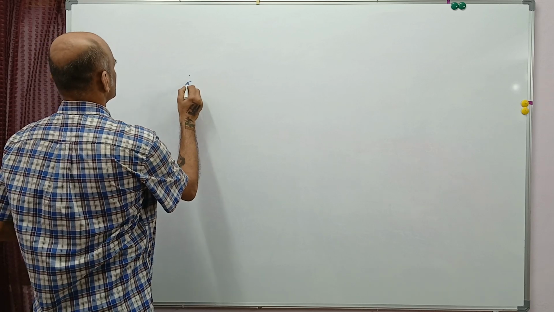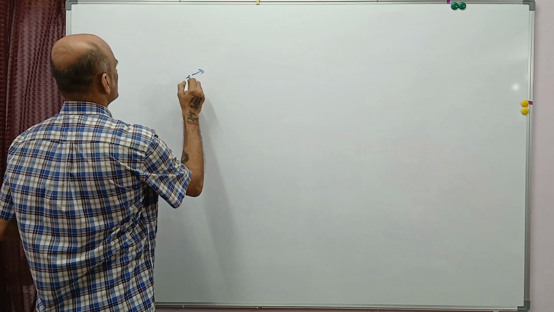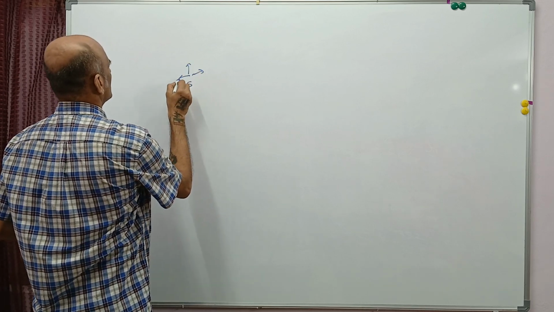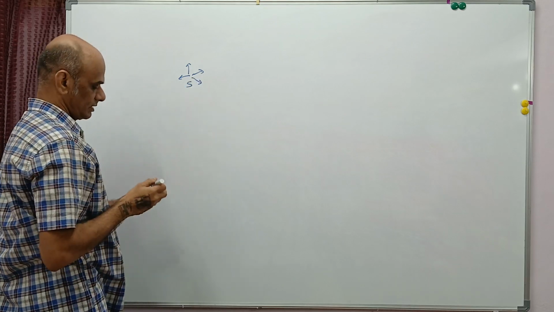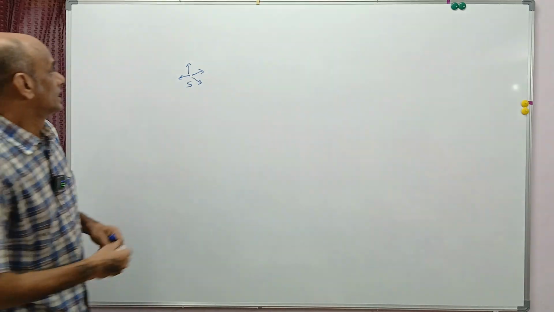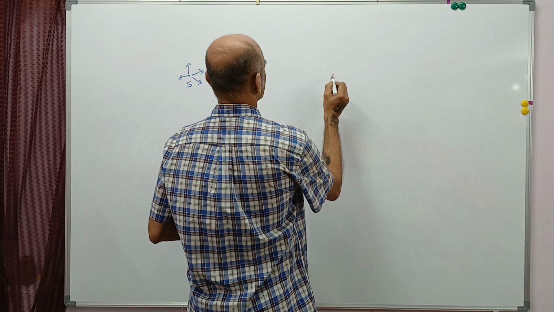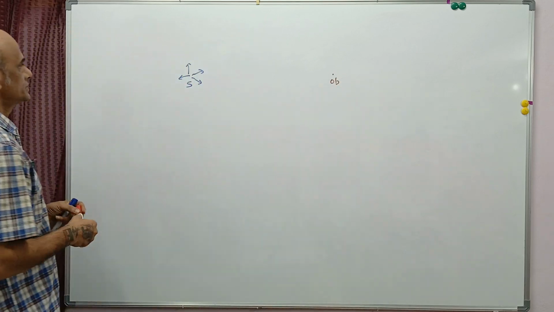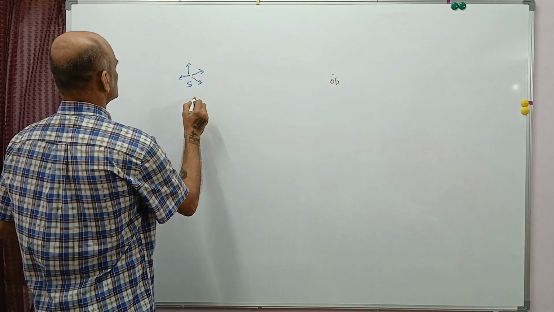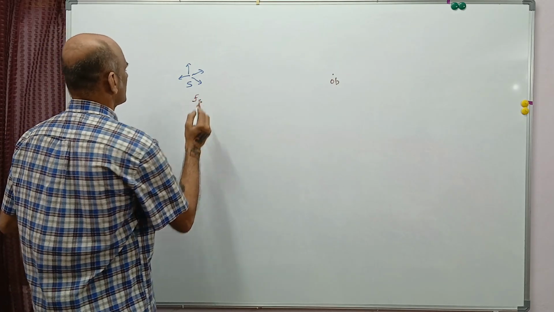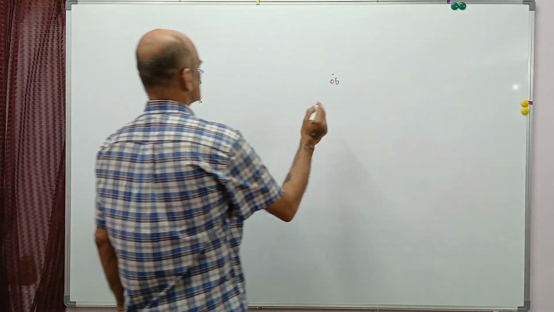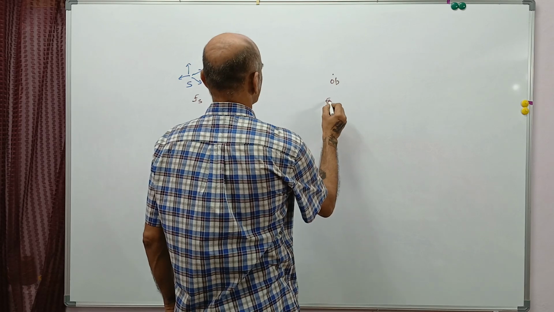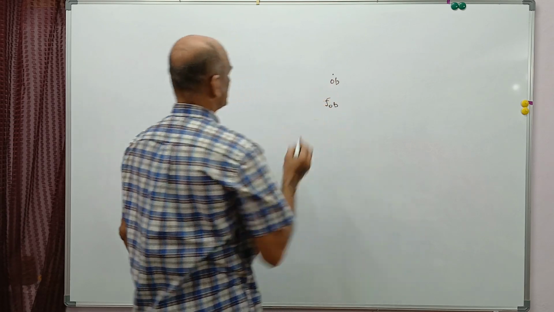There is a source emitting sound waves in all directions, and there is an observer here. Let the frequency of the sound being emitted by the source be Fs, and when this sound reaches the observer, let the frequency be F OB.